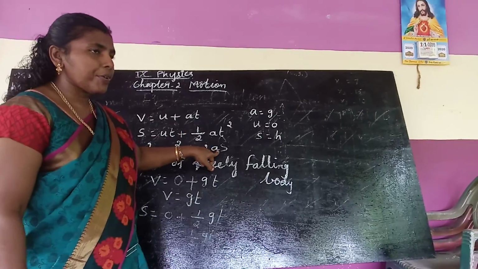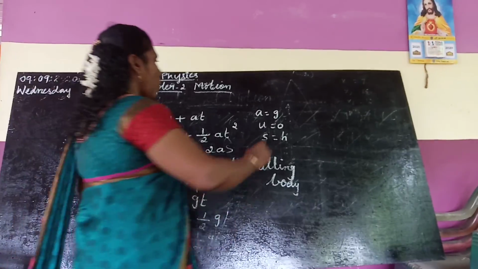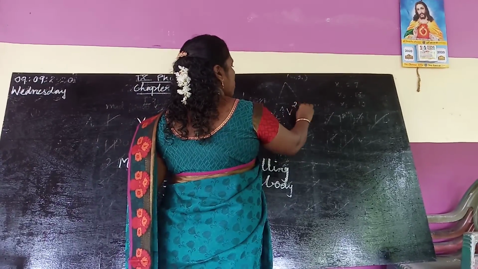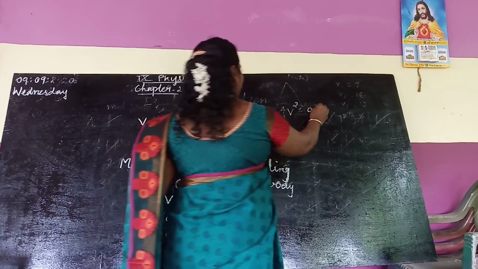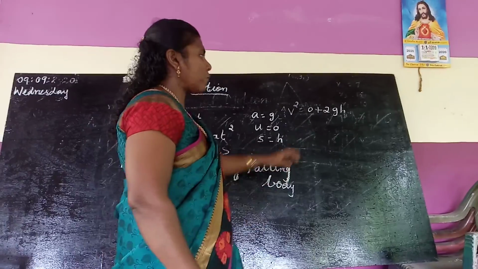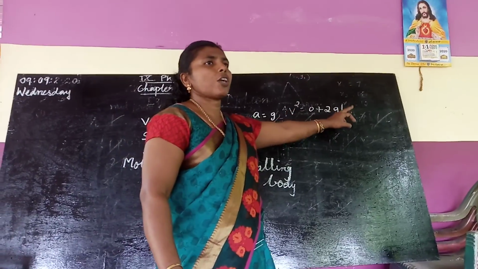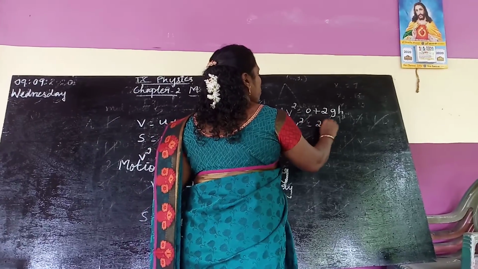Instead of a, you have to write g. Instead of s, you have to write h. So, you will get v square equal to, what's the value of u? 0. 0 square 0 plus 2gh. Instead of a, we have to write g. Instead of s, you have to write h. So, v square equal to 2gh.